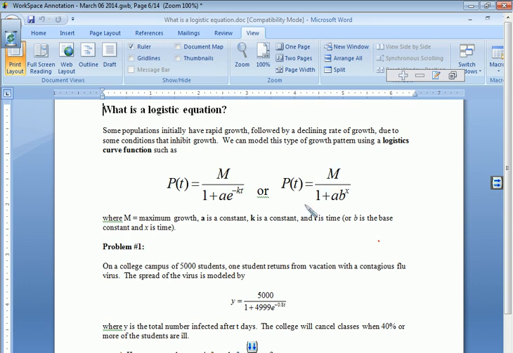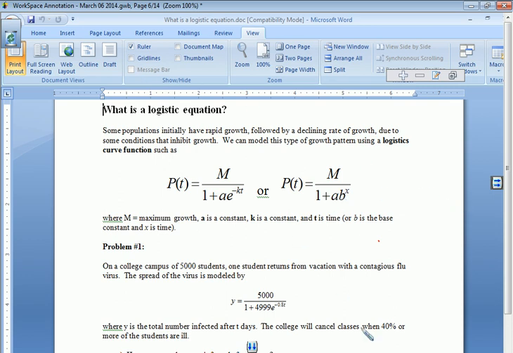So these are two models that we could use. One involves our newest favorite number, e, and the other looks more exponential, just basic, 1 plus a times b to the x. So what do these things represent? P of t represents the population with respect to time. M represents the maximum growth. What is the maximum number that this environment can handle? A is a constant, K is a constant, and T represents time. Okay, B would be our base constant, and X would represent time in this form.